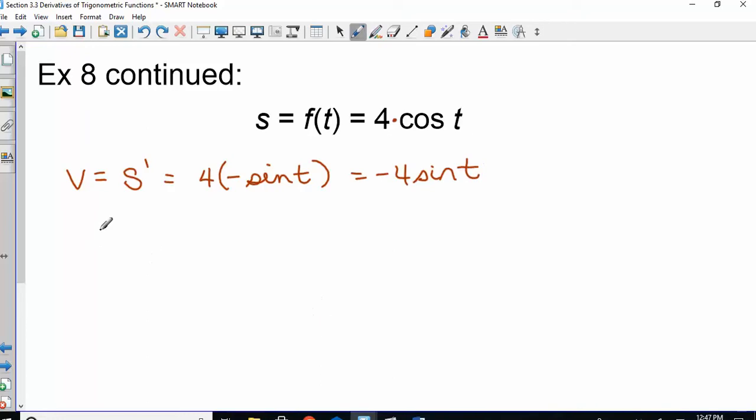That's my velocity. How do we get acceleration? Second derivative. So we have negative 4. What's the derivative of sine? Cosine. There we go. So far, so good?